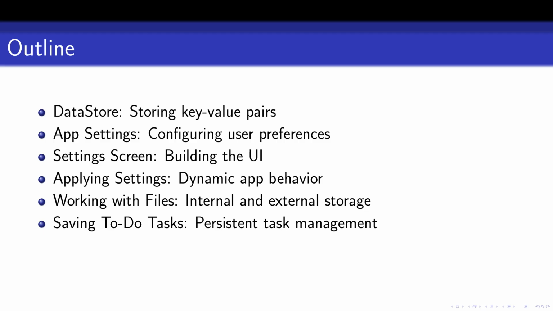We'll cover 6 key areas: DataStore for managing key-value pairs, app settings to configure user preferences, building a settings screen UI with composables, applying settings dynamically to influence app behavior, working with internal and external storage for file management, and saving to-do tasks for persistent task management. This roadmap will guide us through the essential techniques for data persistence, ensuring you understand each component's role in a modern Android app.